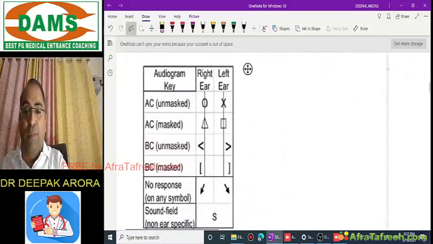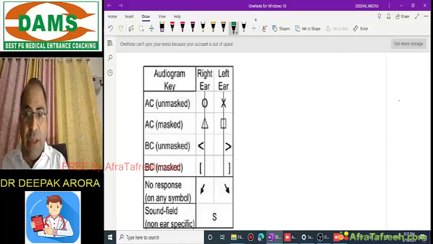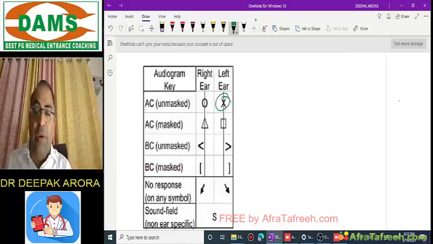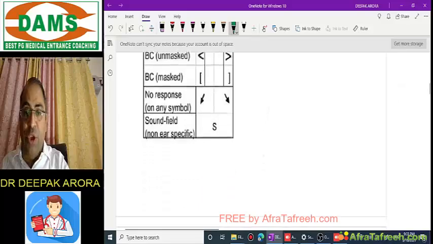Next, these are the important symbols. In your NEET examination, they will ask you a symbol. The favorite is your cross. They will be asking you the left side air conduction. So I expect all the symbols should be on your fingertips.